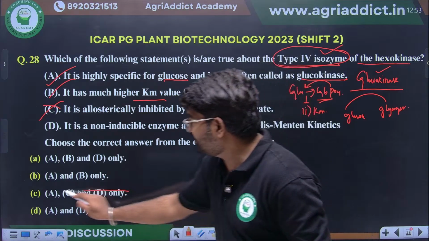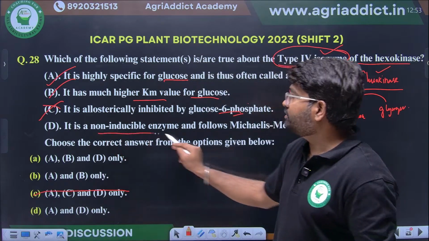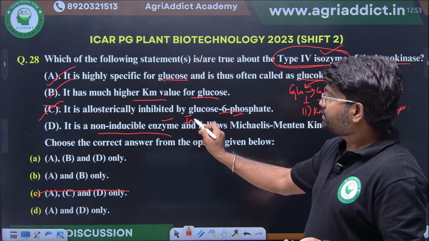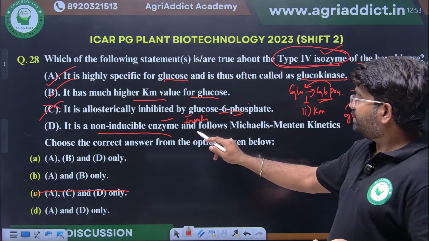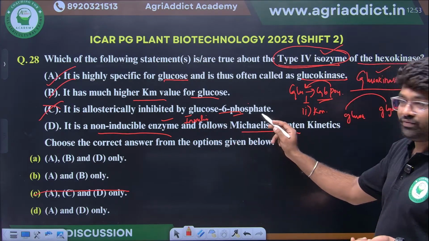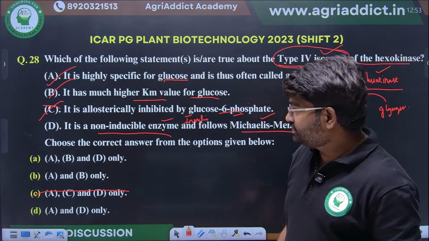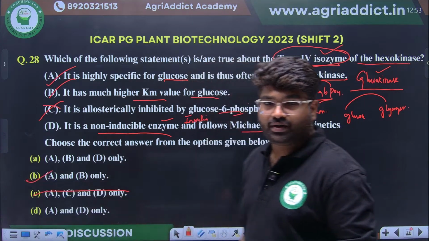Wherever C is coming, that is wrong. It is a non-inducible enzyme? No, it is an inducible enzyme by insulin. It follows Michaelis-Menten? No, it will not follow the Michaelis-Menten equation. It will have sigmoidal behavior. So the right option is A and B only. Yes, clear.